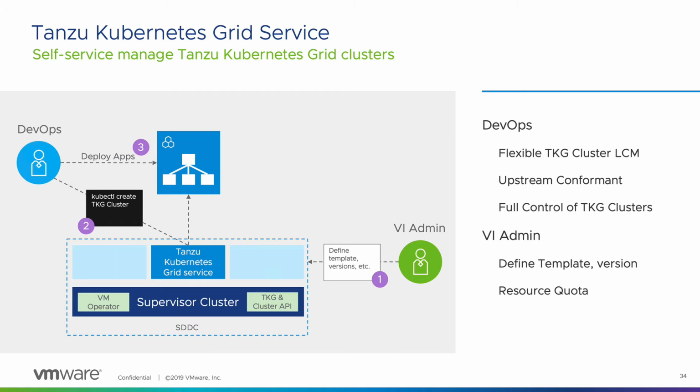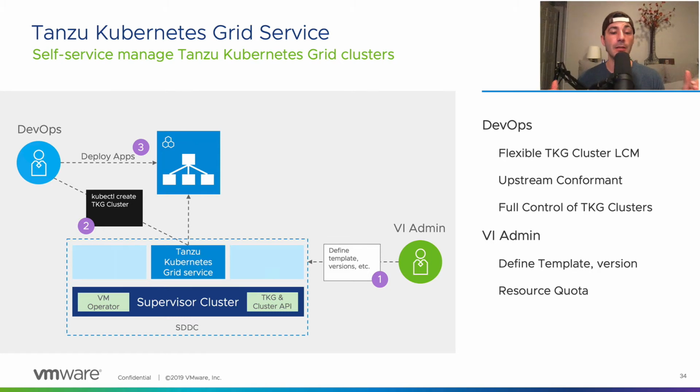So with the Tanzu Kubernetes Grid service for vSphere, I can really start connecting both ends of not only the DevOps side, but also the VI admin side, giving each individual the view that they want into their type of workload. As a VI admin, I can go into what's called the supervisor cluster, which is the same exact thing as my management cluster in this case, if you think about it. In this management cluster, I can define the templates and the versions and everything that I want, and resource quotas of what I can offer to my developers.